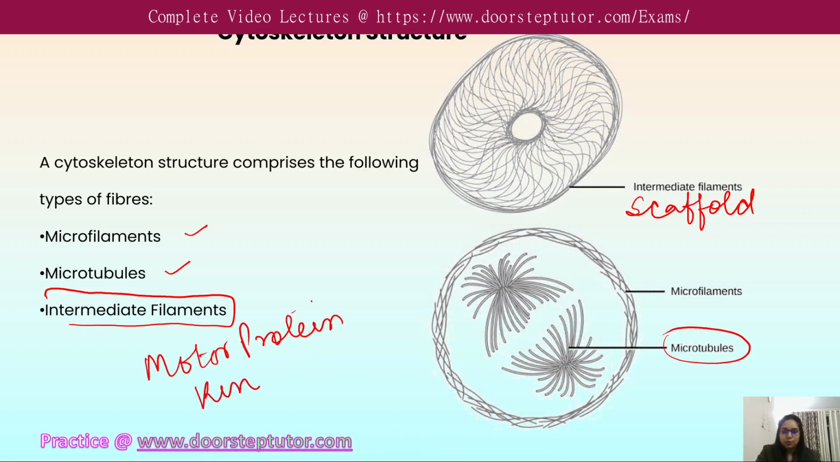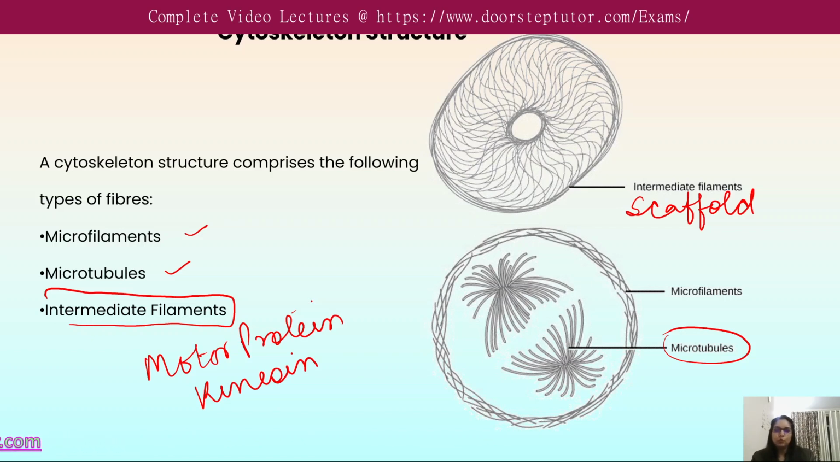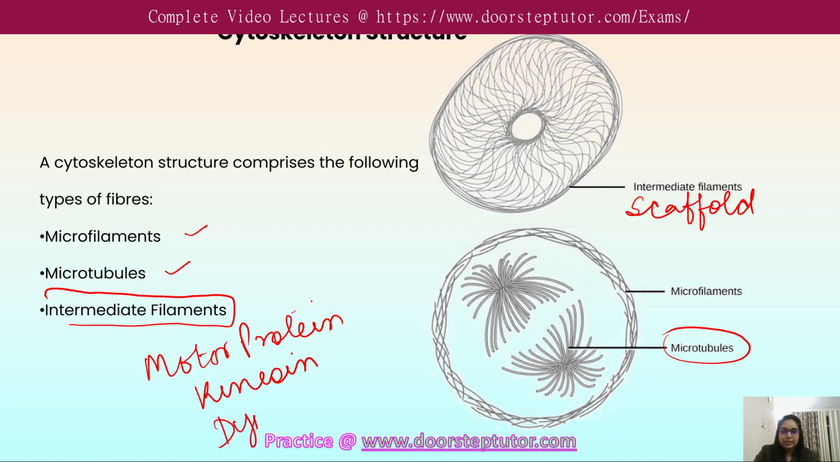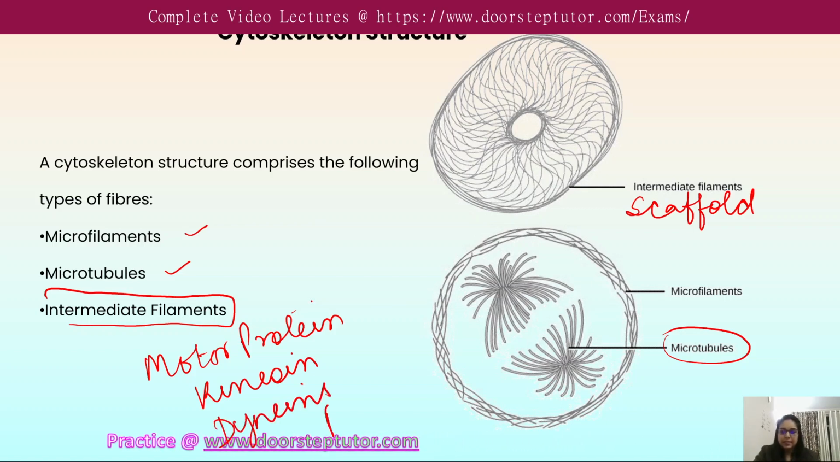The first motor protein is kinesin. Kinesin moves along the microtubules carrying the cellular components, and it pulls the organelles along the cell membrane. This is the function of kinesin. The second motor protein is dynein. Dynein basically pulls the cell organelles toward the nucleus. And the third one is myosin.